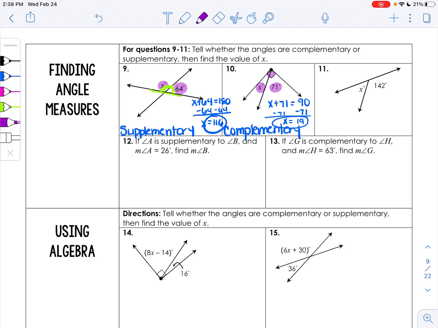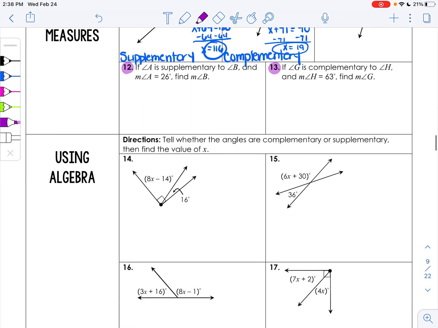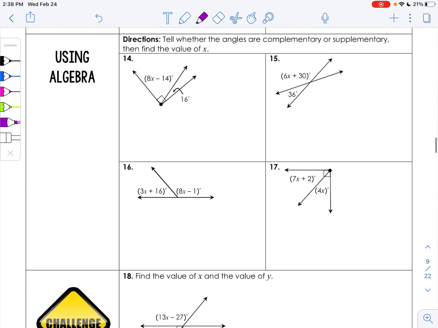Go ahead and highlight numbers 11, 12, and 13. 12 and 13 are just like 9 and 10, except for instead of a diagram, they're using words to describe your angles. Now, we can have even more complex angles that require a more complex equation to solve it. So for 14 through 17, we're going to do the same thing. We're going to tell if it's complementary or supplementary and use that fact to find the value of x.